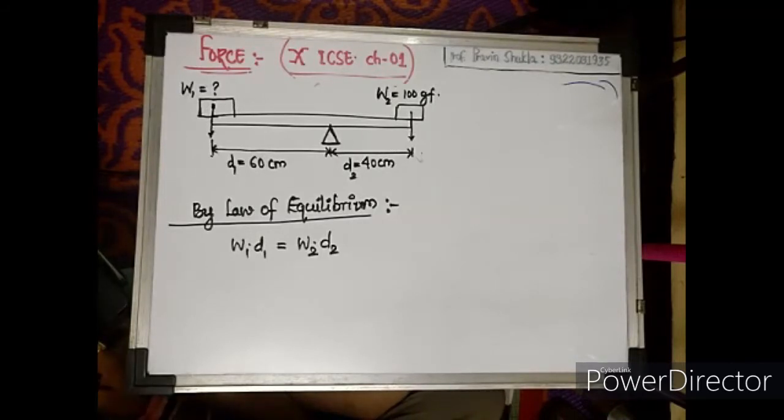A uniform meter rule of weight 10 gf, that is gram force, is pivoted at its zero mark. Where does the scale have its zero mark? It's at one end. Exactly, at its one end. Very good, very good. It's pivoted at the zero mark, Sarvesh. Fine, good.